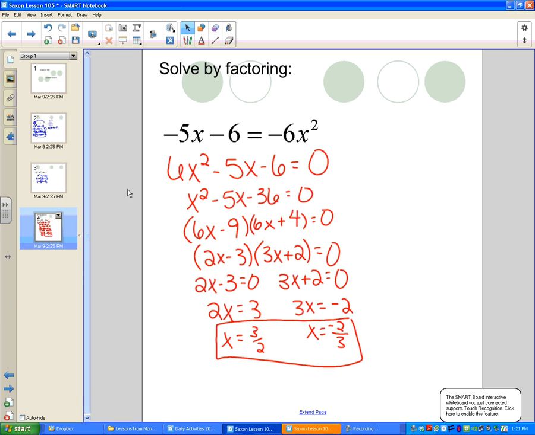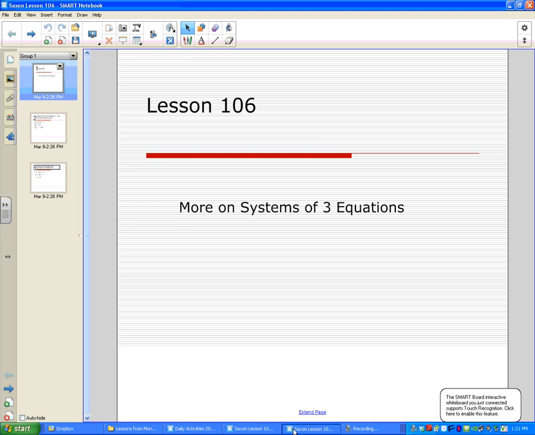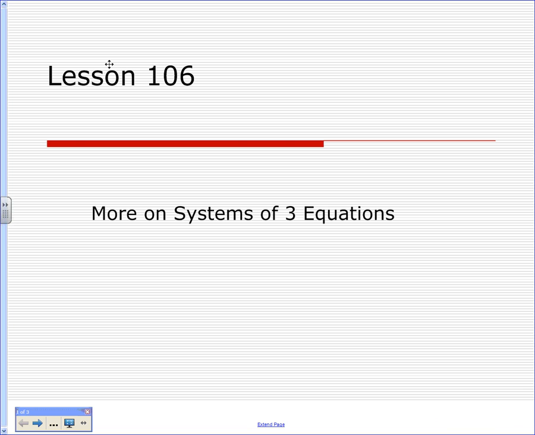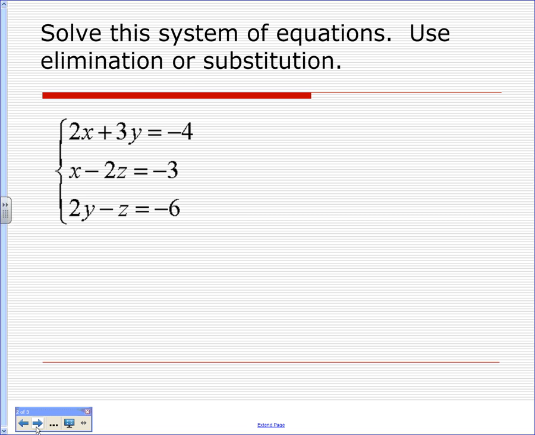Okay, so that's all that there is with the advanced factoring. Looking at 106, systems of 3 equations. We're going to do 2 examples of it. More on systems of 3 equations. So what variables are we going to have? X, Y, and Z. We've done these before.